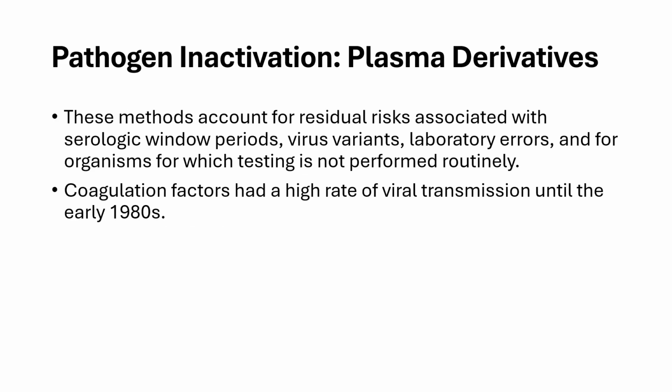So viral inactivation methods in blood products. These methods help reduce residual risk associated with serological window periods. So that's the time before the antibodies are detectable. Virus variants that might escape detection, laboratory errors, and organisms that just aren't routinely tested for. So historically, coagulation factors had a high rate of viral transmission until the early 1980s. And viral inactivation methods have significantly improved blood safety since then.